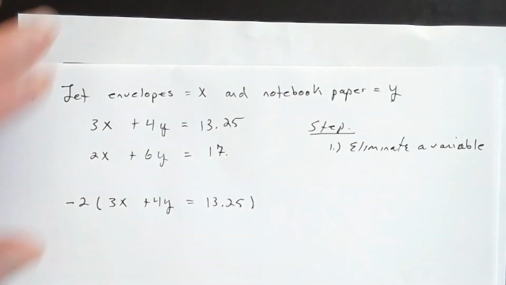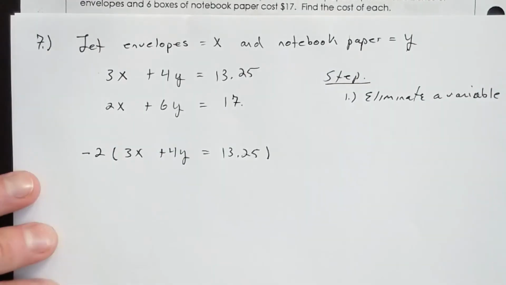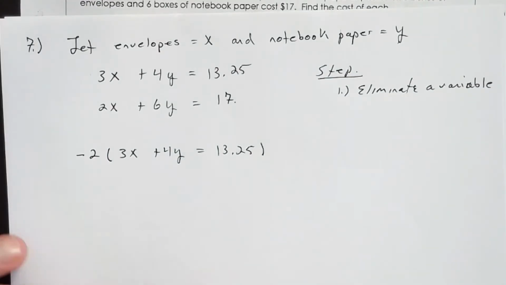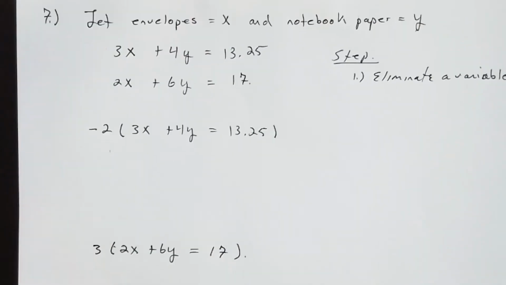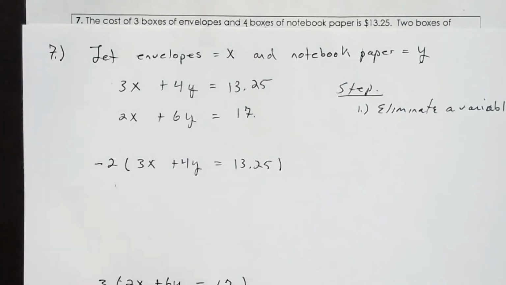Okay, let's just set them both up first so that we don't lose sight of what we're doing. So let's skip a little bit here, and we're going to multiply the bottom one by what? It's 3. So 3 times that. So now that we have them both set up, let's just go and work them now.